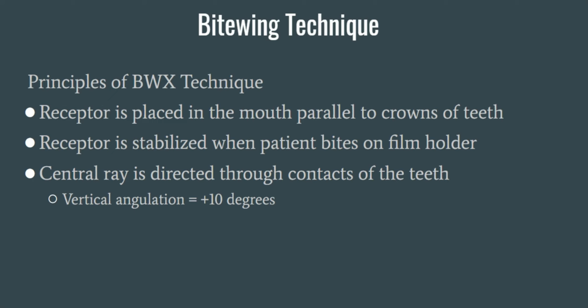And we want to use a vertical angulation of plus 10 degrees. So this is where you can take the tube head and move it up and down. Think of it as nodding your head yes. Incorrect angulation will create a level of distortion. It will make the images appear not like what they're supposed to appear and will again render the image non-diagnostic.